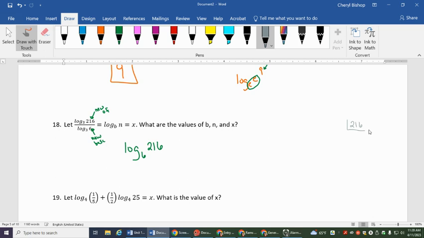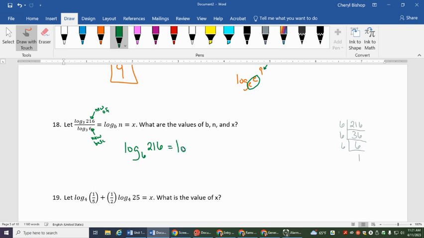What's something that goes into 216? Think little. Think littler. 3 would go in, actually. 6 goes in. How many times does 6 go in? So 6 goes in 36 times, and then 6 goes in there 6 times, and then 6 goes in there 1 time, but that only gives me 3. So that could be rewritten as 6 to the 3rd power.